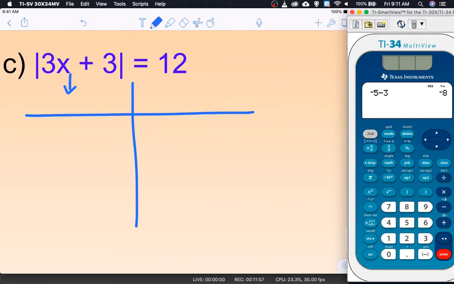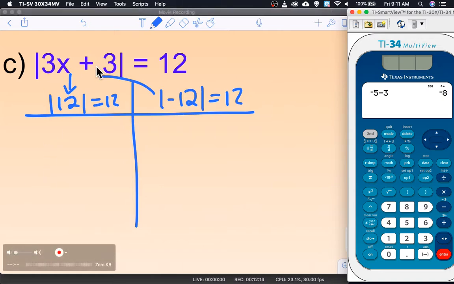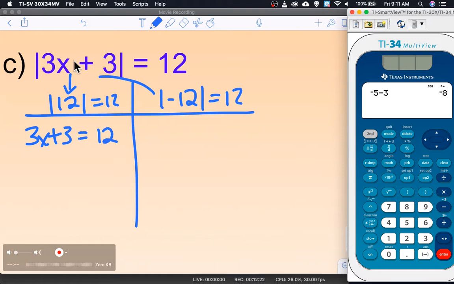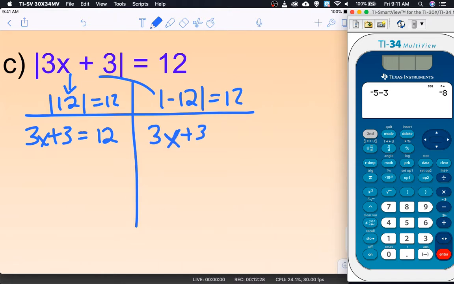All right, so hopefully you separated it into two separate equations. One is where this stuff is equal to a positive 12. We want the absolute value of 12, which is 12. And the other, we want the absolute value of negative 12, which is 12. So this first one, we want 3x plus 3 to equal 12. We want to make this positive 12. The second one, we want to make the stuff inside the absolute value bars a negative 12. And now we're going to solve both of these equations.